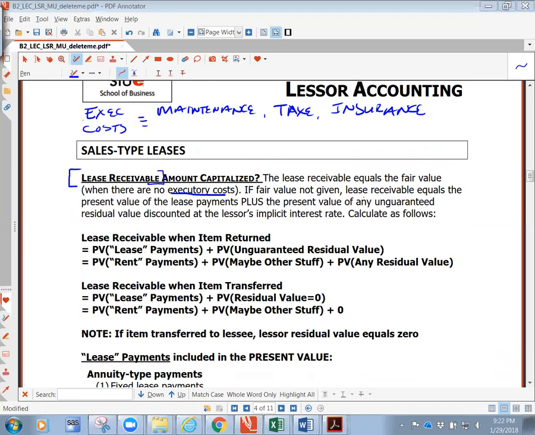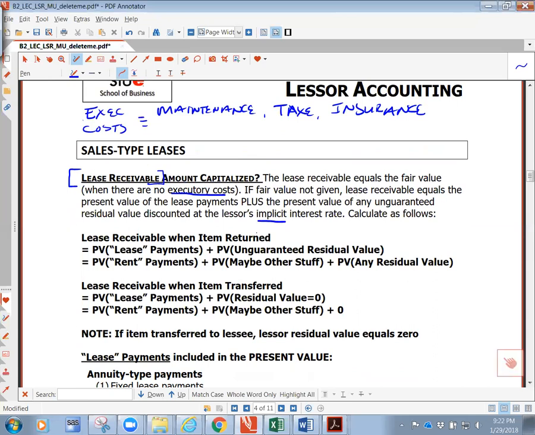So if fair value is not given, and really you should just assume this, do the present value calculation. The lease receivable equals the present value of lease payments plus the present value of any unguaranteed residual value. And it's all going to be discounted at the lessor's implicit rate.